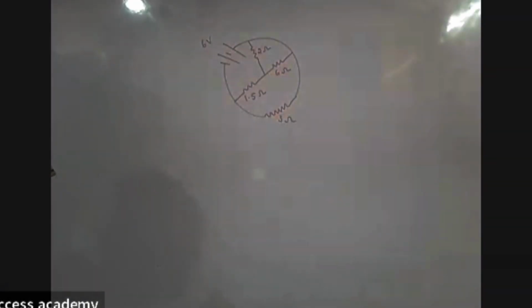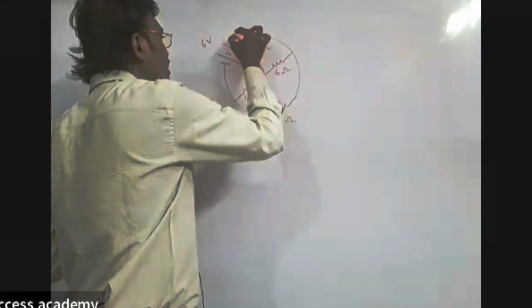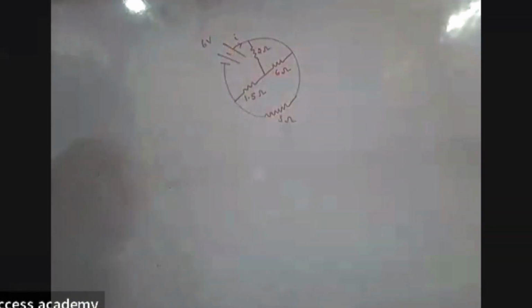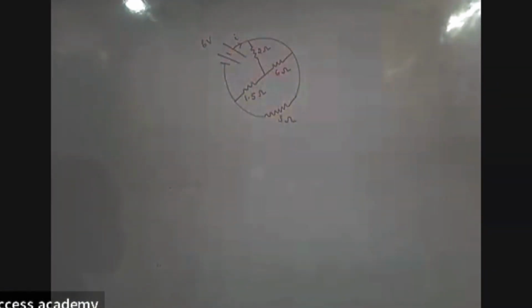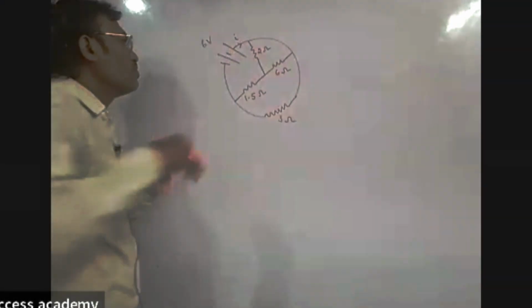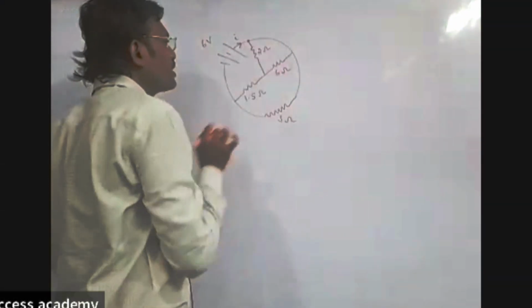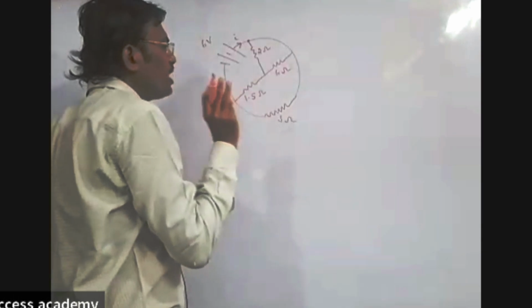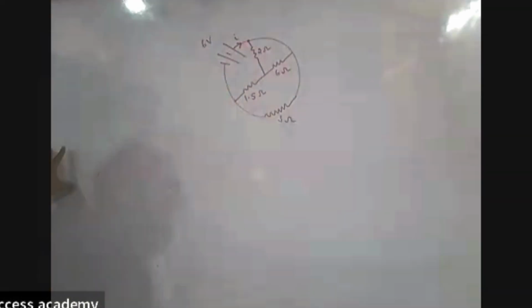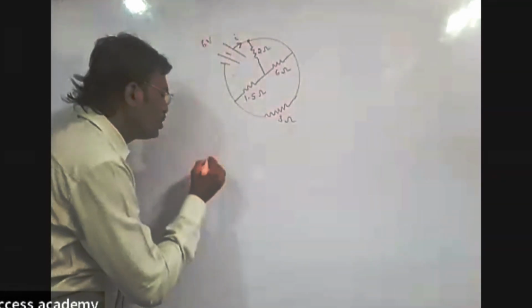The question is the total current supplied to the circuit by the battery. So from the battery, how much current is coming? That we need to calculate, the I value. From the positive terminal, we observed at this point the current is dividing into 3 ways. Listen carefully. I am rearranging this circuit.